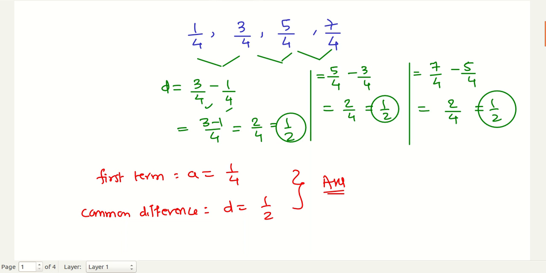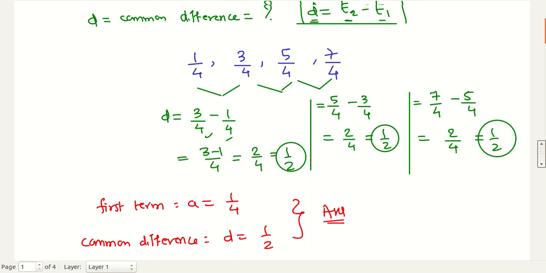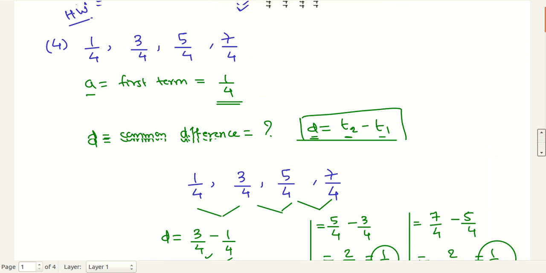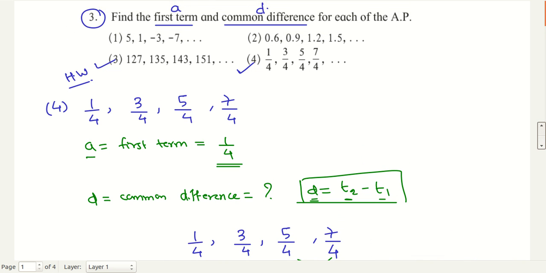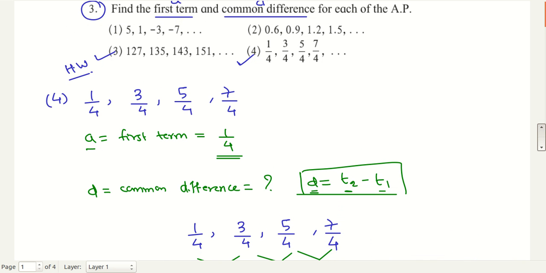So yes, in this way you have completed the entire exercise, practice set 3.1. I hope you have understood this. If not, you can also post it in the comment box. The third problem, you try it for homework. Once you have understood this, also try solving on your own without looking at the answers.